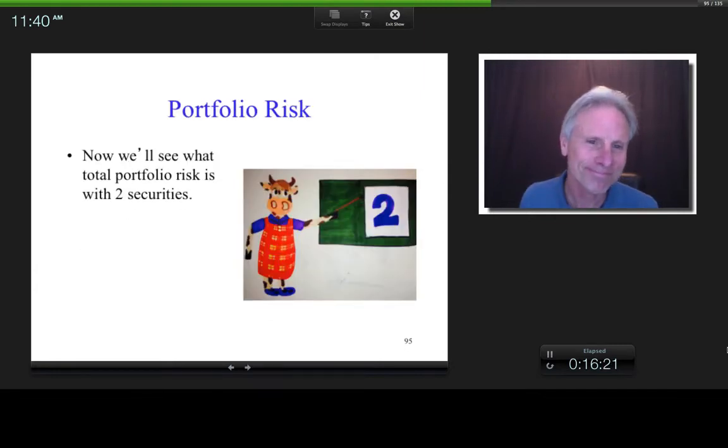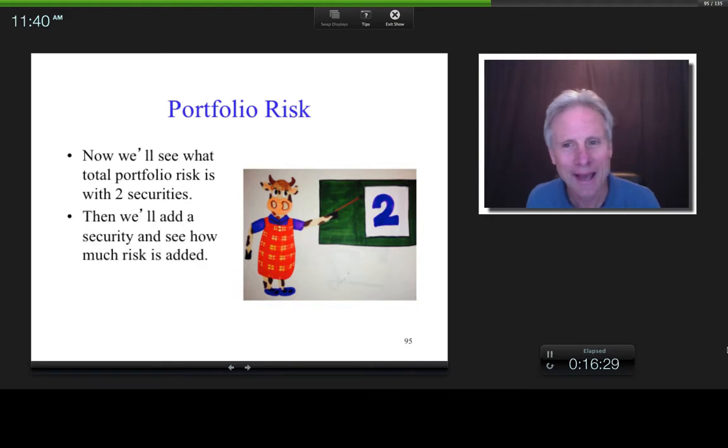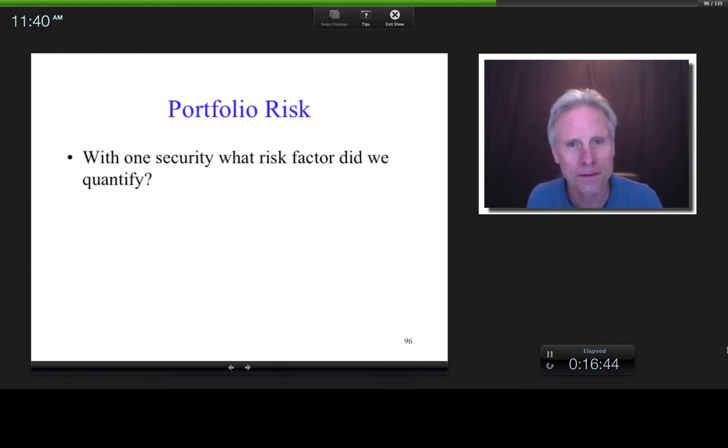So let's look at portfolio risk. We're going to start off with just two securities, and then we're going to add, say, IBM. We'll see how much risk is added. Again, our goal is to isolate how much any single security, like IBM, contributes or adds to a well-diversified portfolio.